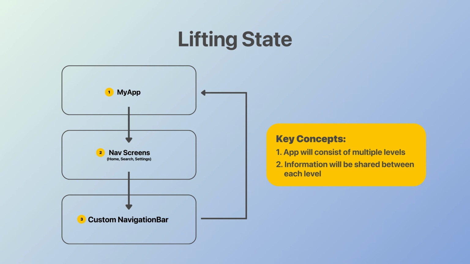As mentioned, we'll be sharing data between the multiple levels of our app. The 2 pieces of data that we need to share are selected index and on item tapped. We'll start at the bottom level with the custom navigation bar and work our way to the top. In the custom navigation bar constructor function, we'll define selected index and on item tapped as parameters. Doing so will enable us to pass this information down from the nav screens, which are one level above.